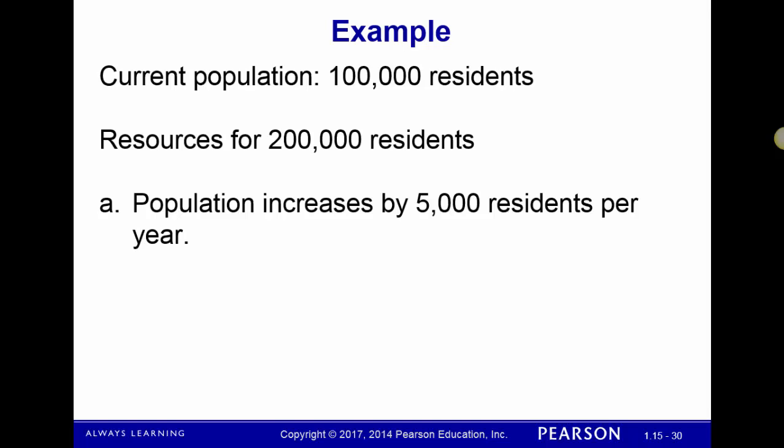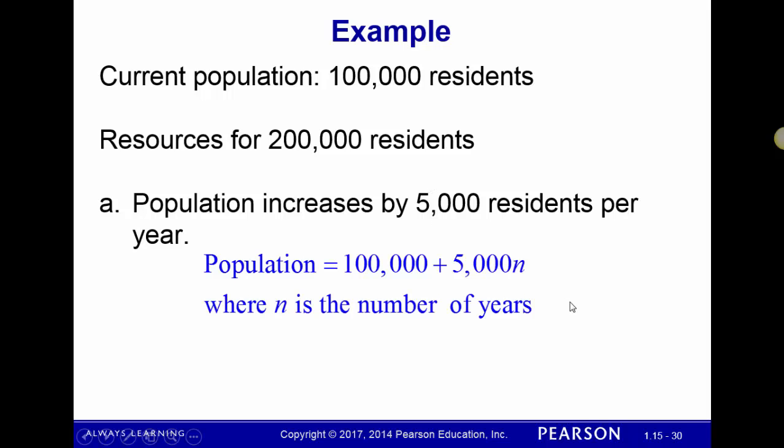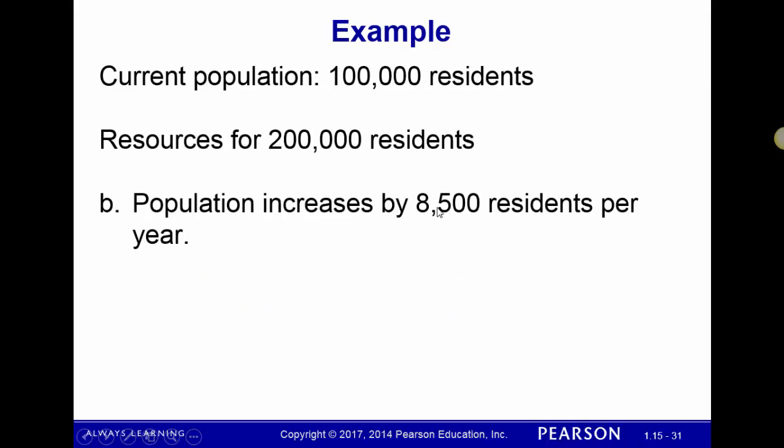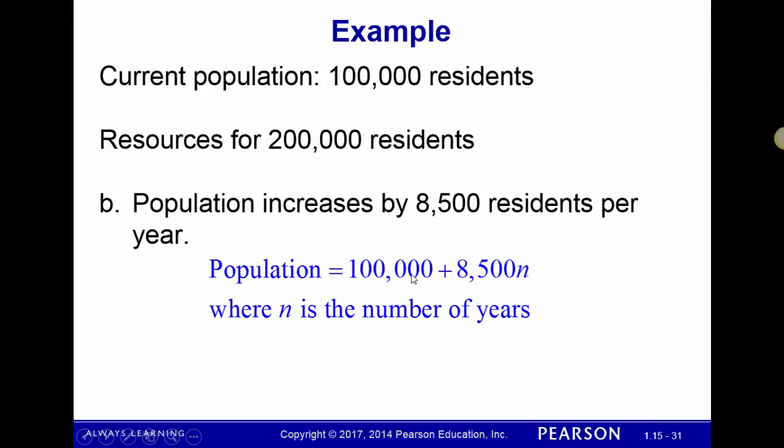Okay, first one is the population increases by 5,000 residents per year. So a constant rate of change, so we're going to have a linear relationship here. Where did we start? 100,000 plus 5,000 times n, where n is the number of years. This time we're going to increase by 8,500 residents per year. So again, a linear relationship, 100,000 where we started, plus 8,500 per year times the number of years.